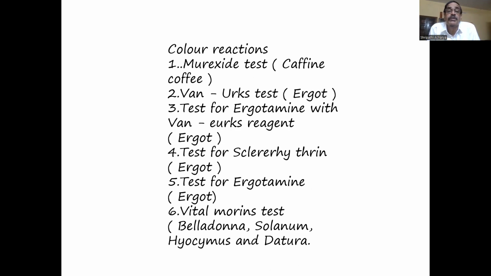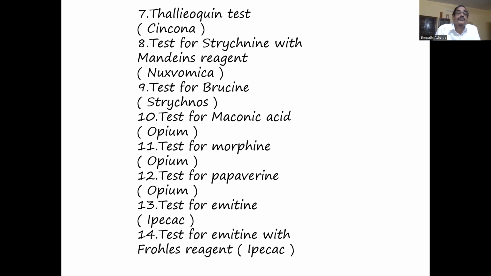3. Test for ergotamine with Van Urk's reagent for ergot. 4. Test for sclerotinin for ergot. 5. Test for ergotamine. That's for ergot. 6. Vitali-Morin's test, for example, for belladonna, solanum, and the datura. 7 is for cinchona, and 8 test for strychnine with Mandelin's reagent for nux vomica. 9 test for brucine for strychnos. 10 test for meconic acid for opium. 11 test for morphine is for opium.